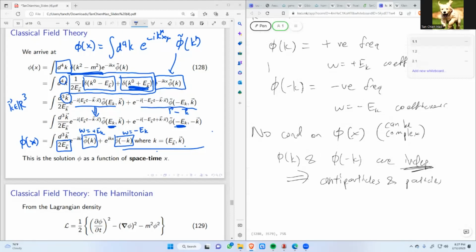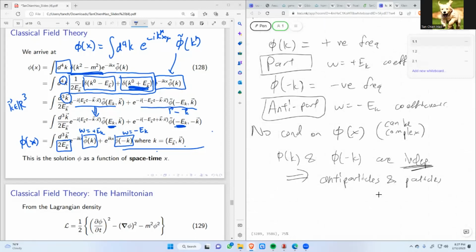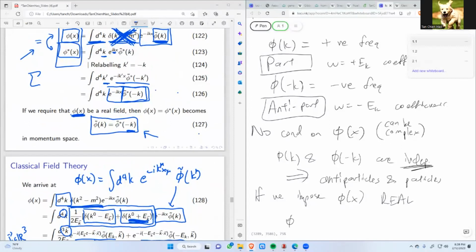The particles being the first one, and the antiparticles being the second component, the minus k components. So that's if the fields can be complex. However, if we impose that phi of x must be real, then we actually get that phi of minus k must be related to phi of k by a complex conjugation.